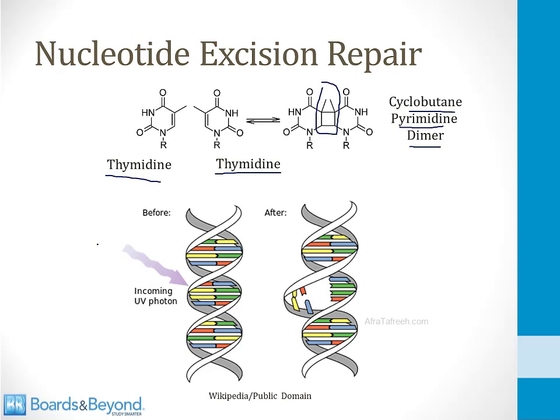And at the bottom of the screen is a depiction of what can happen to the double strand of DNA when this occurs. So we've got an incoming ray of light, a UV photon. This causes some of these bases to link up and form dimers, and you can see that this damages and untwists the DNA molecule.